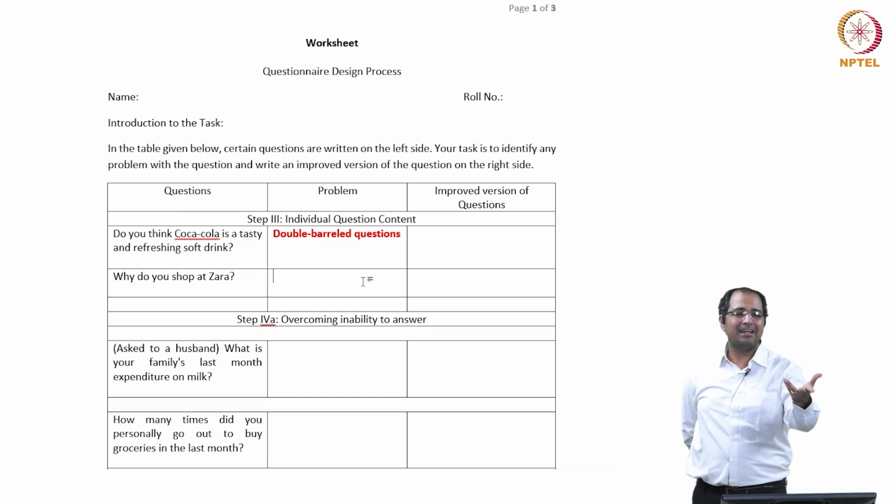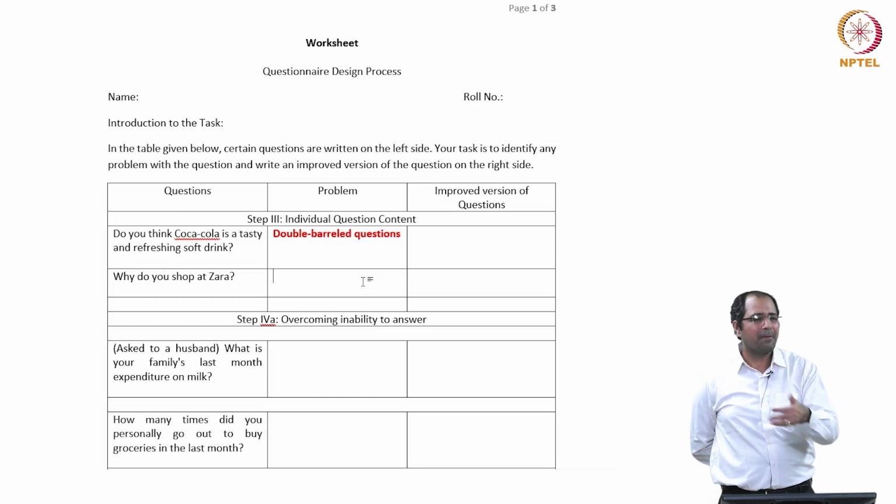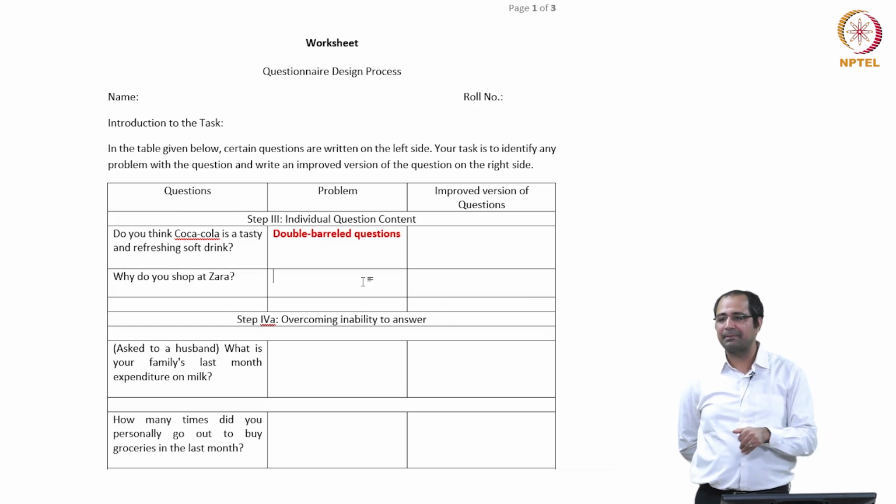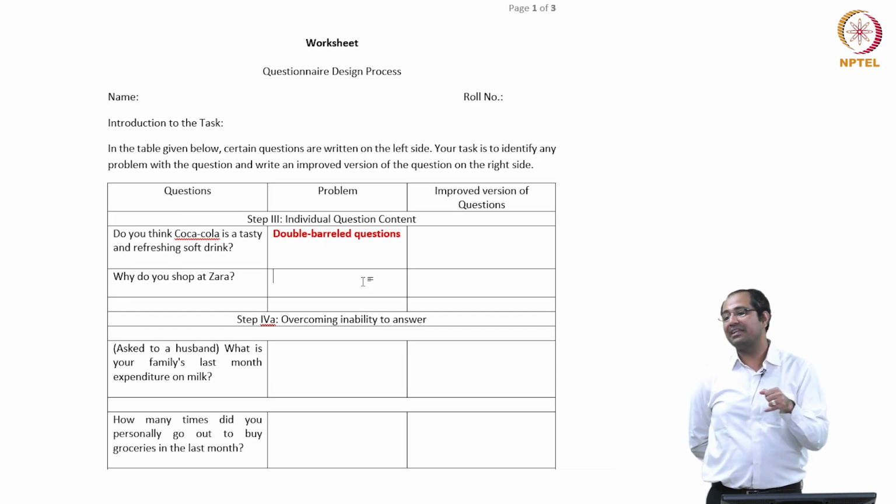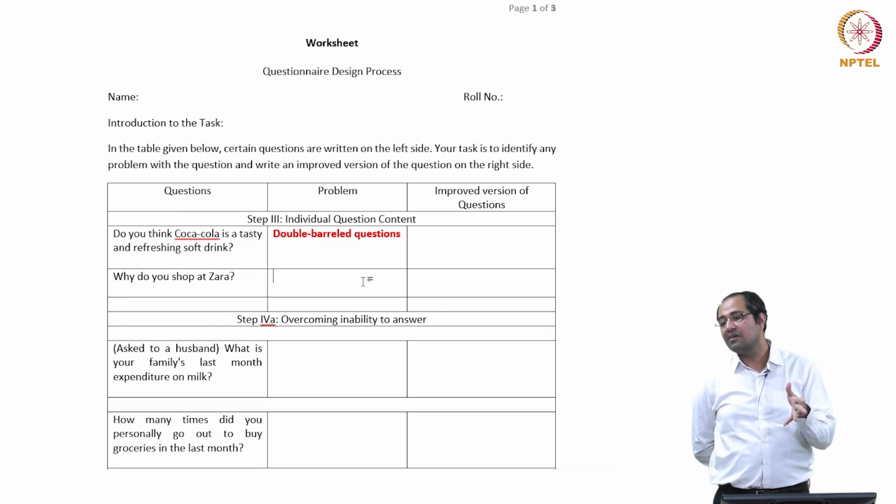Yeah, this will be open-ended. Here this is an open-ended answer, right? Here we will not get any quantification, but that is acceptable. As I said, you can include some open-ended questions in a questionnaire.